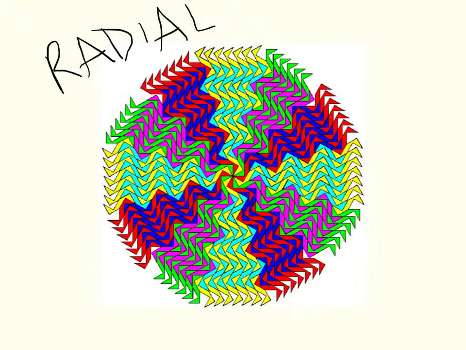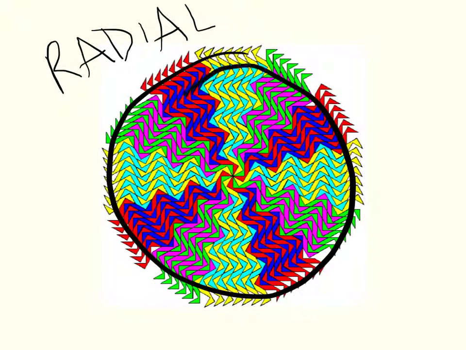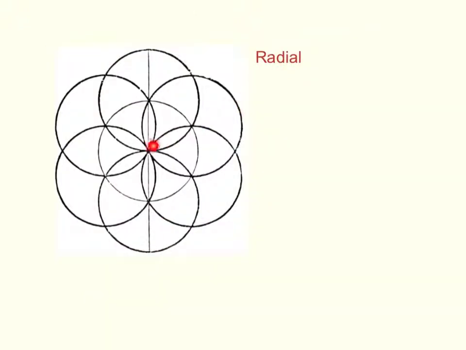The word radial has to do with radius. In a circle, there is a central point, and from that central point to the outside of the circle is the radius. This is radial because there is a central point. This has symmetry because this side and this side are the same, the top and the bottom are the same, and the diagonal and the diagonal are the same.